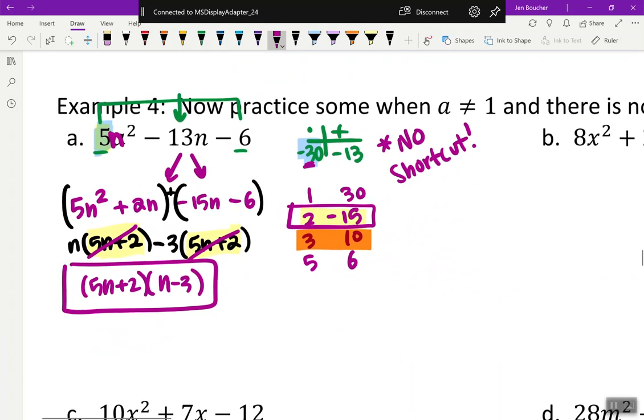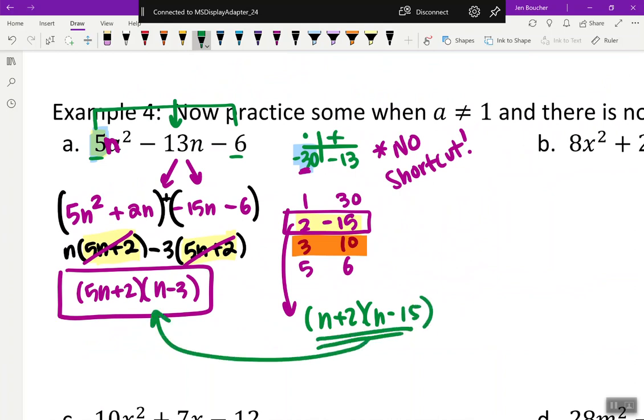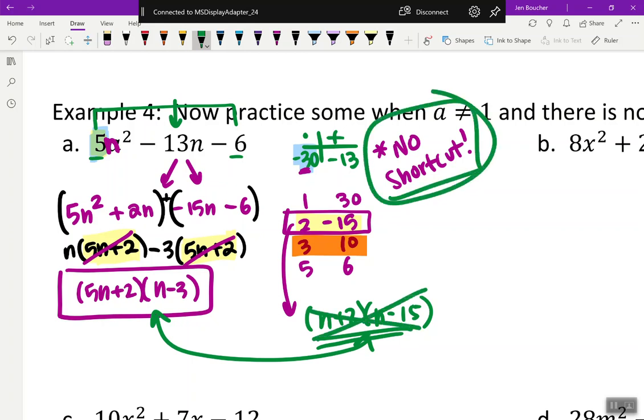What answer would you have gotten if you took a shortcut? If you jumped straight to factored form, it would have been what? n plus 2, n minus 15. Are these the same numbers? Are those the same factors? No. So this does not work. You can't take this shortcut. Okay? So one extra step. You got to make sure that 5 is taken into account. Yes? It doesn't matter which one goes first, right? Not at all.